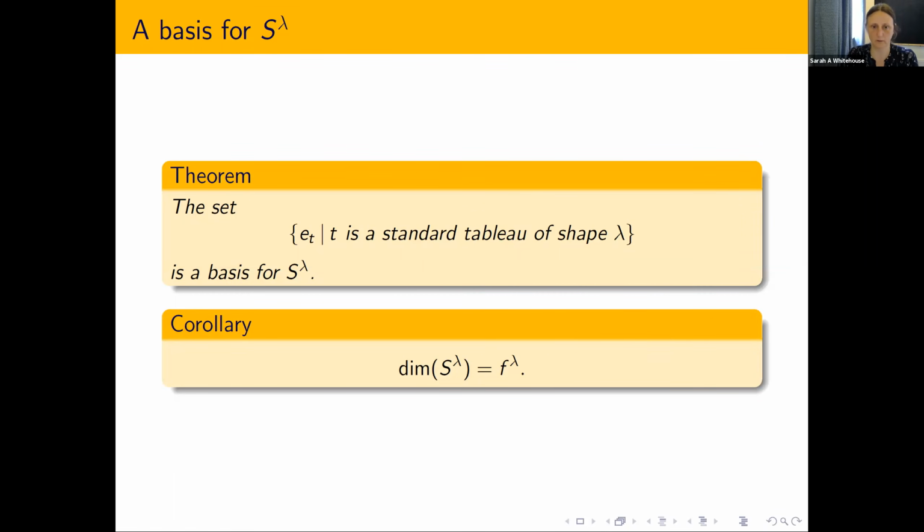And of course, once we know that, if we believe that theorem, then as a corollary, the dimension of the representation is the number of standard tableaux, which is this F lambda that I've been talking about all along, or more or less all along.